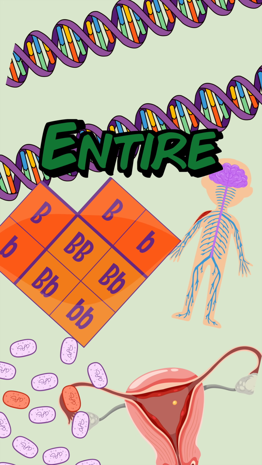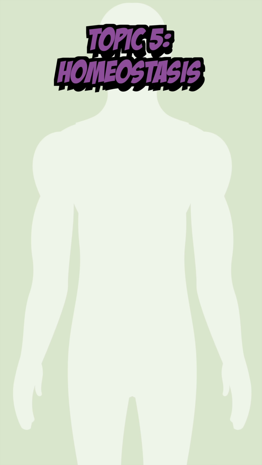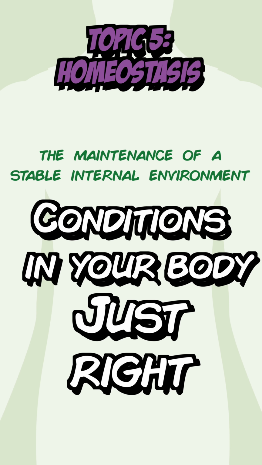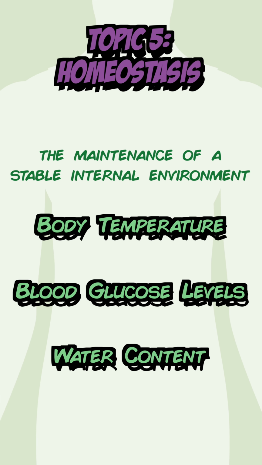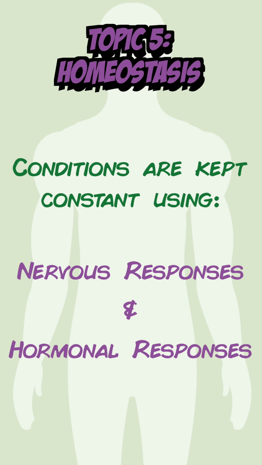Here's a summary of the entire biology paper 2 spec. First, we have homeostasis, which is defined as the maintenance of a stable internal environment. This just means keeping the conditions in your body just right for the cells to work the best. This could be things such as body temperature, blood glucose levels, and the water content of the body. These conditions are kept constant by using nervous and hormonal responses.